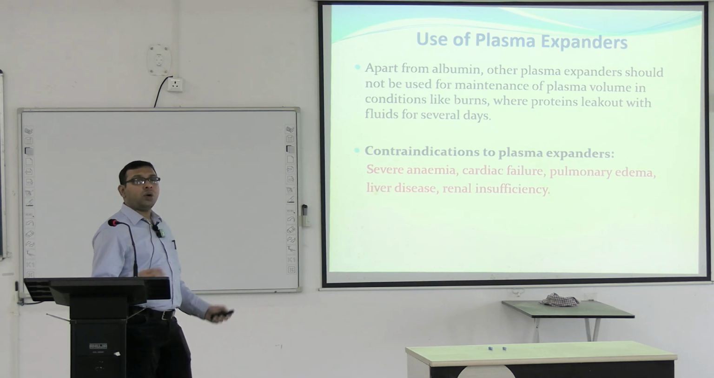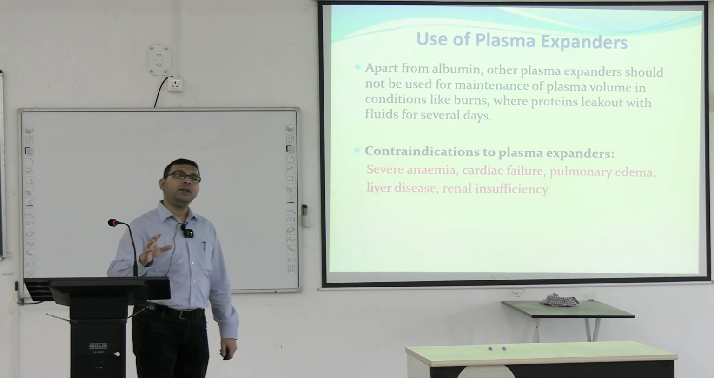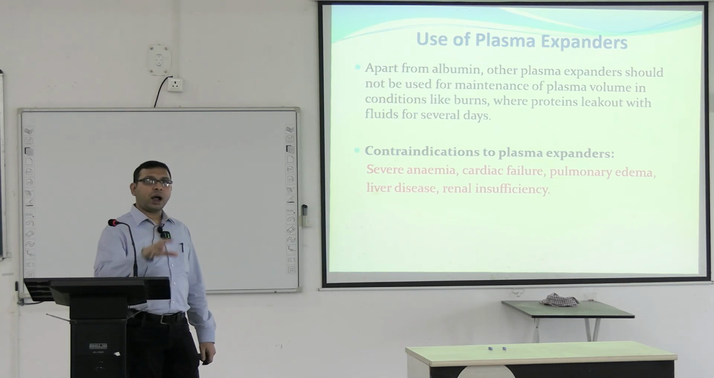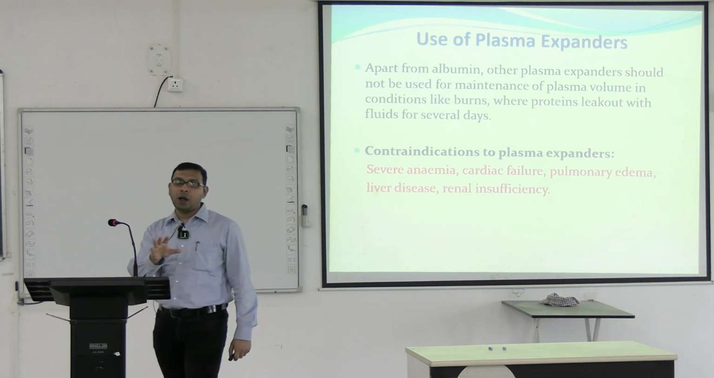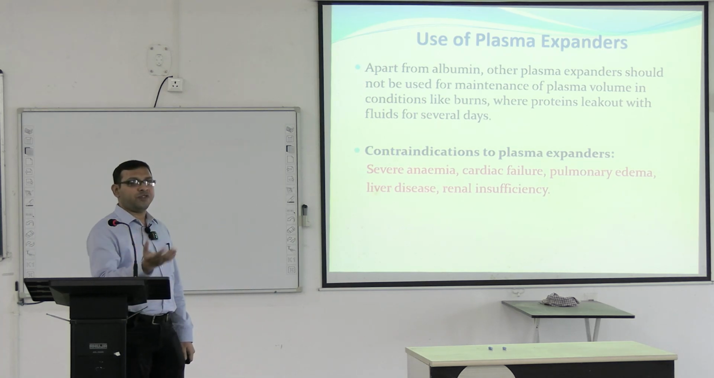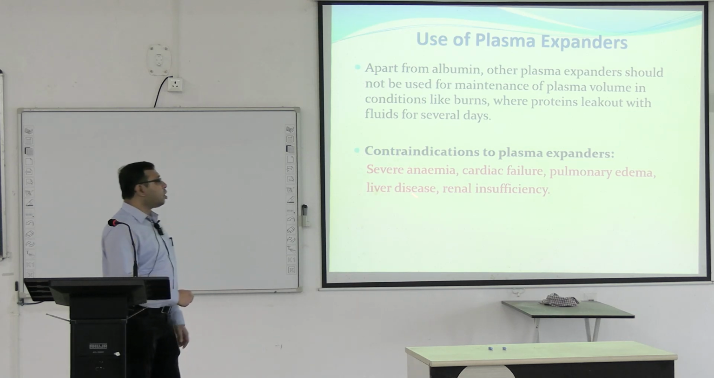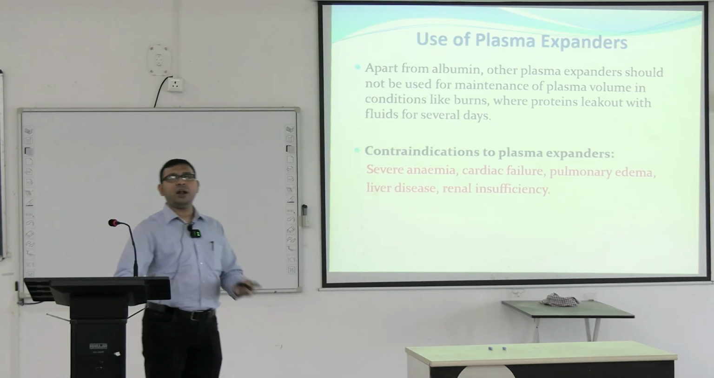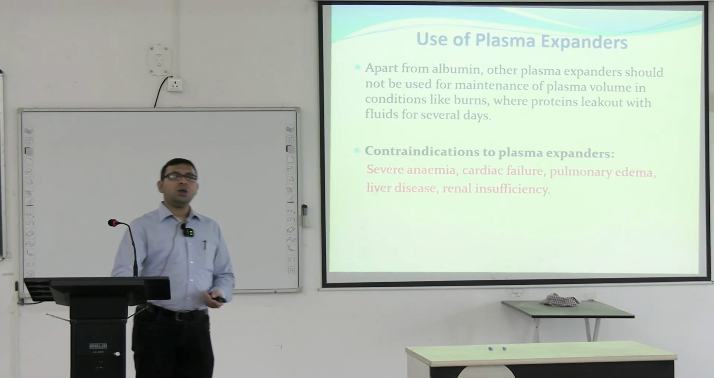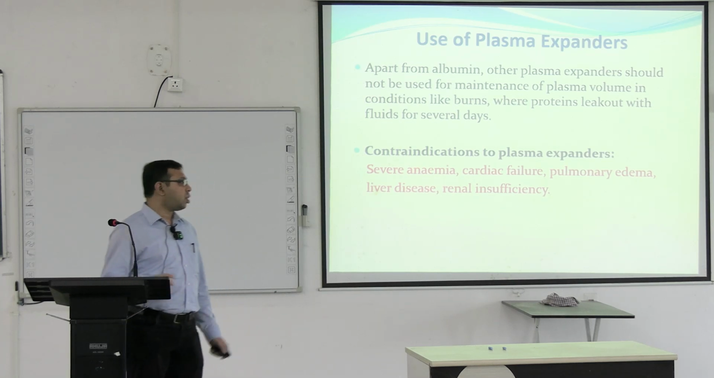Cardiac failure: when there is cardiac failure and we use a plasma expander, that ultimately increases the burden on the heart. In cardiac failure, there is a problem of the heart pumping blood to different tissues. So when we increase the volume, the heart will be more liable to fail. Pulmonary edema happens due to cardiac failure, same thing. Severe liver disease also has a problem, and renal insufficiency. If there is severe renal insufficiency, again it should not be used. So in all of these cases we have to use plasma or fresh frozen plasma.